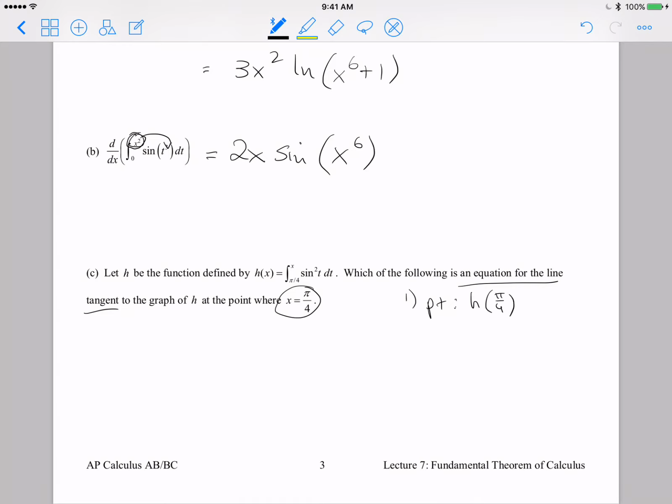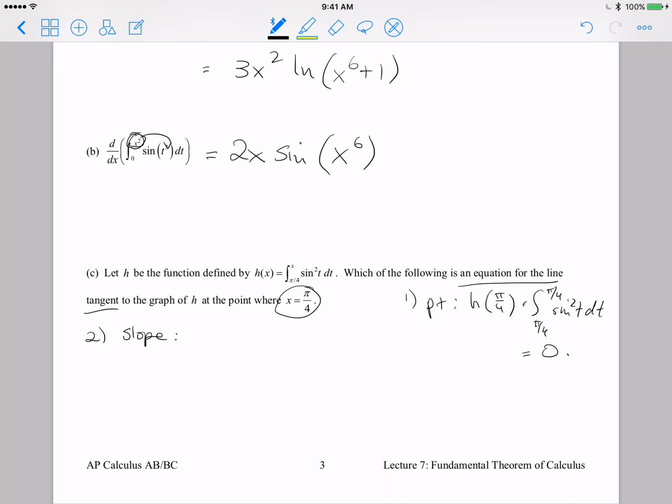So h of pi over 4 is going to be the integral from pi over 4 to pi over 4 of sine squared t dt. Remember from lecture 6 that if we have a definite integral whose bounds are equal, then the answer to that integral is just equal to 0. So I utilize that property here in order to get the y value.